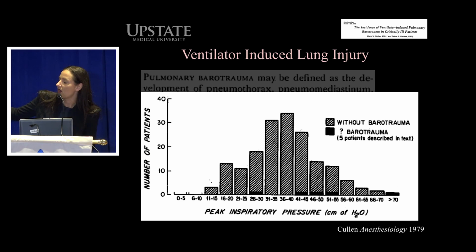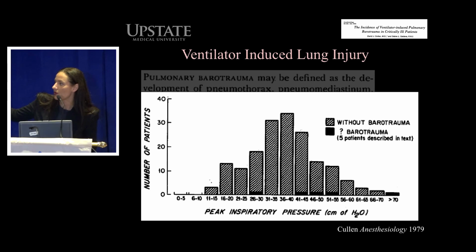And if we look at the patients that they were ventilating, they're looking at the peak inspiratory pressures that they're being ventilated on. And we see a nice normal distribution. The majority of the patients are being ventilated at PIPs in the high 30s. And if we look at the one patient that they claim manifested a clinically significant pneumothorax, it was this one that had a PIP of greater than 70.